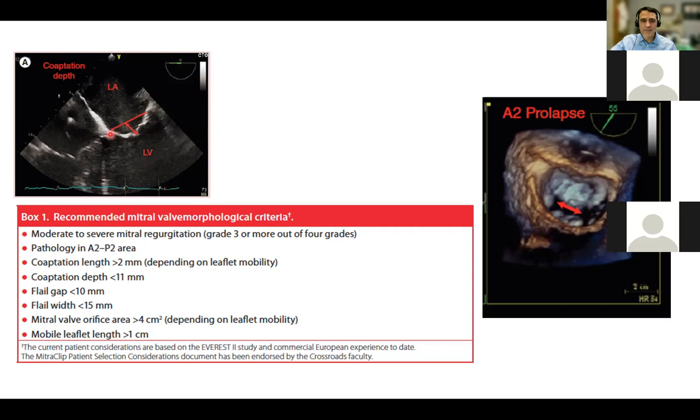Here's a coaptation depth. If you draw a line through that annulus, that depth here, if it's more than 11 millimeter, it is very hard for us to be able to know whether we'd be able to bring those leaflets together.